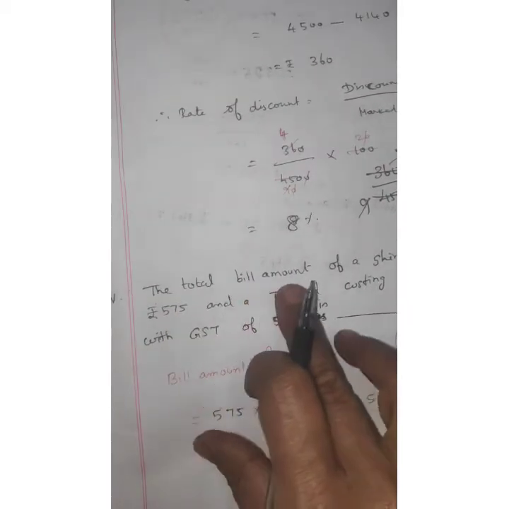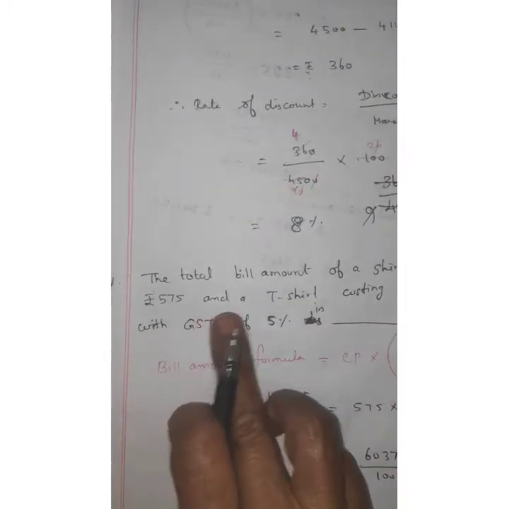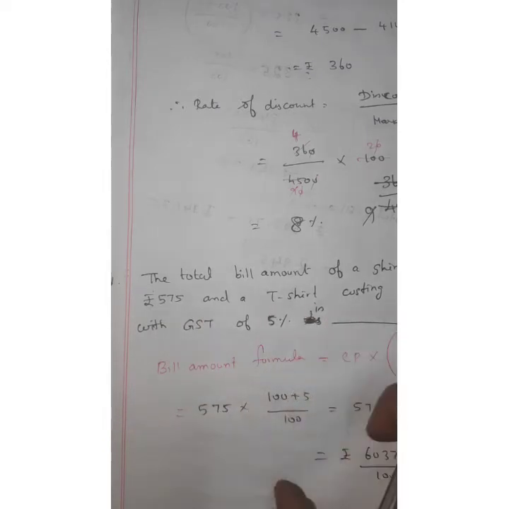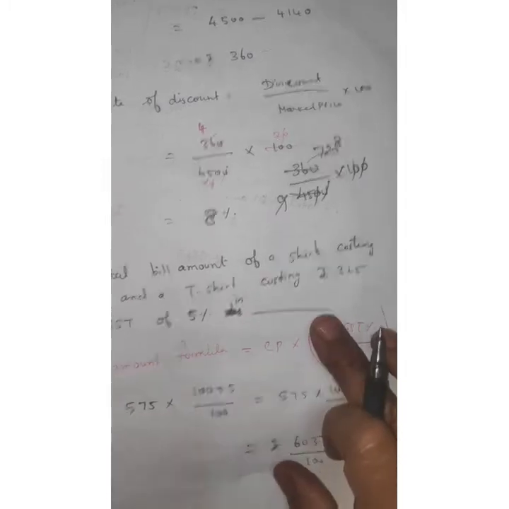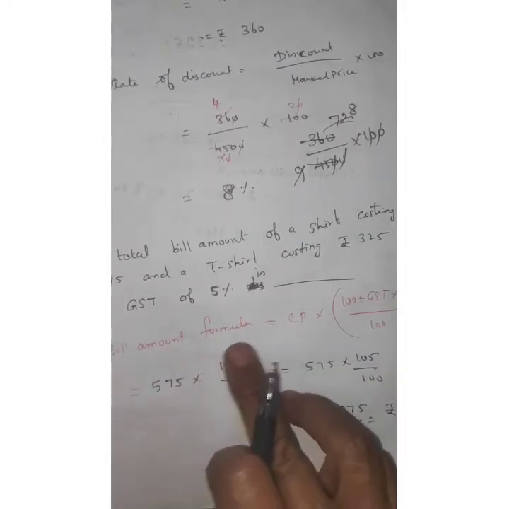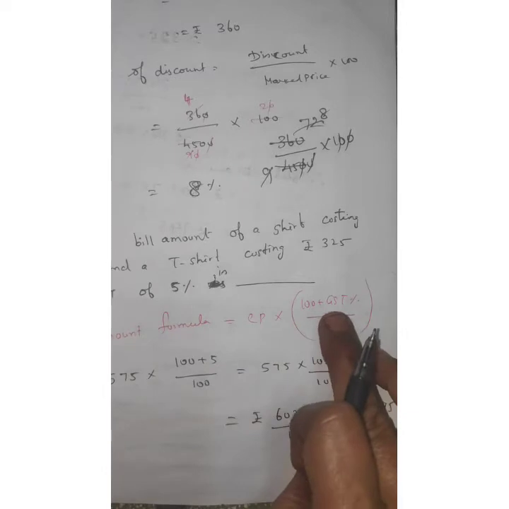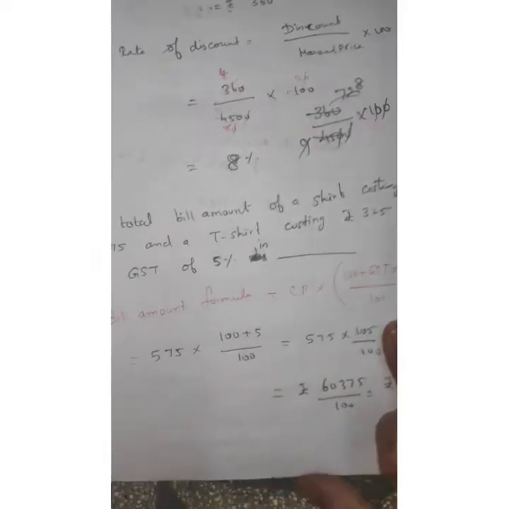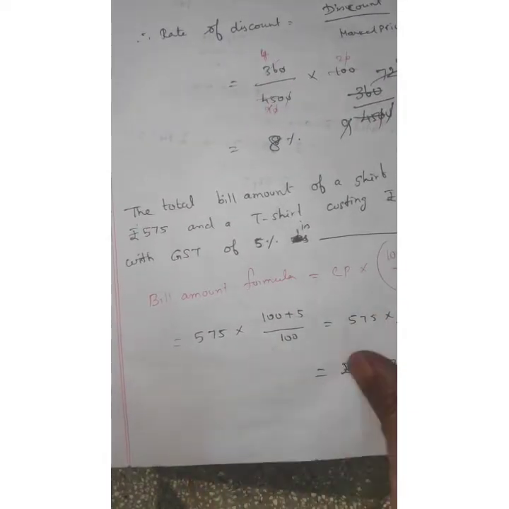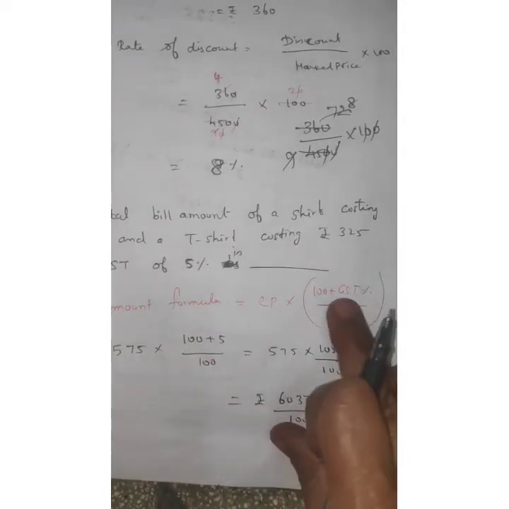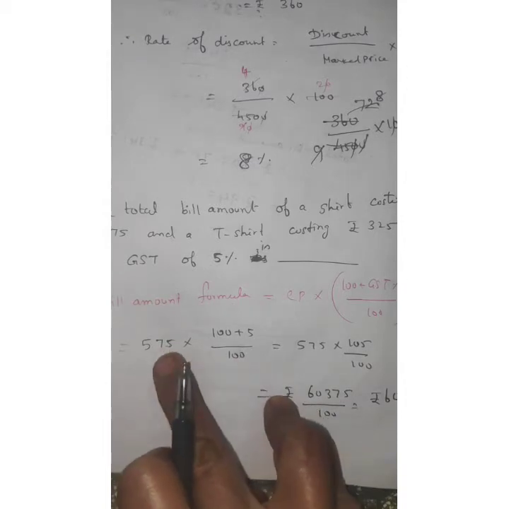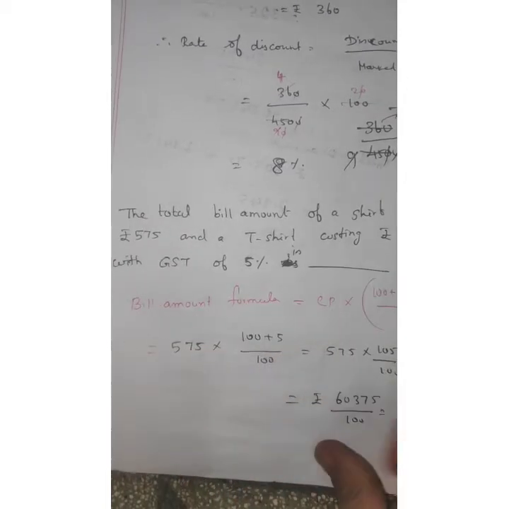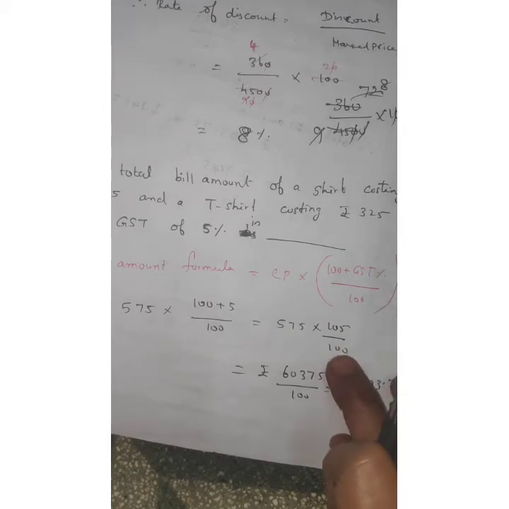Fifth question: the total bill amount of a shirt costing 575 and a t-shirt costing 325 with GST of 5% is dash. The bill amount formula equals CP into 100 plus GST percentage, divided by 100. CP value is 575 into 100 plus GST 5, divided by 100. So 575, 100 plus 5 equals 105, divided by 100.